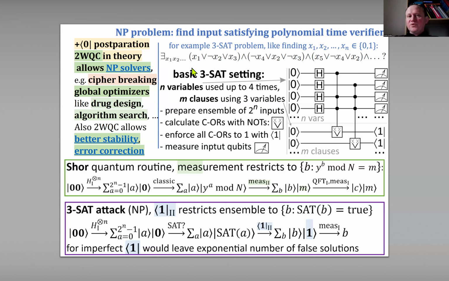But the number of inputs, the values we can give to the variables, is exponential. So if we are able to solve this 3-SAT problem, in theory we should be able to solve all the remaining NP problems in polynomial time.